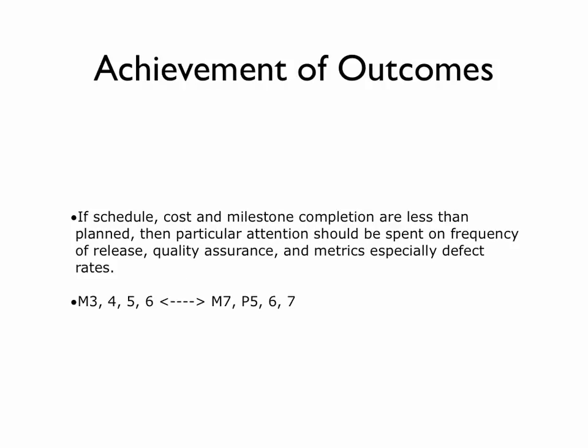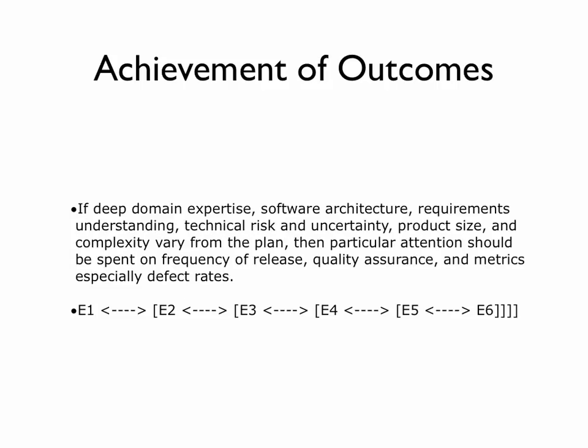If schedule, cost, and milestone completion are less than planned, then particular attention should be spent on frequency of release, quality assurance, and metrics, especially defect rates. If deep domain expertise, software architecture, requirements understanding, technical risk and uncertainty, product size, and complexity vary from the plan, then particular attention should be spent on frequency of release, quality assurance, and metrics, especially defect rates.